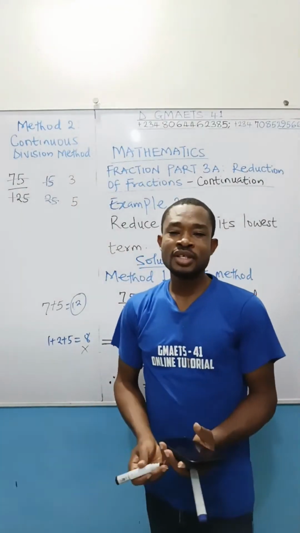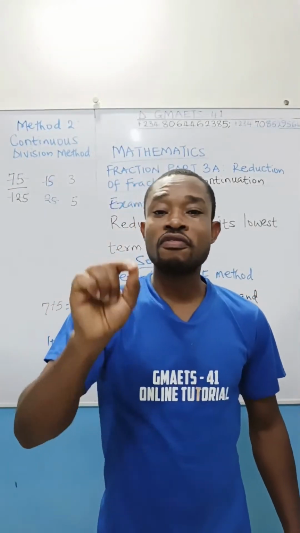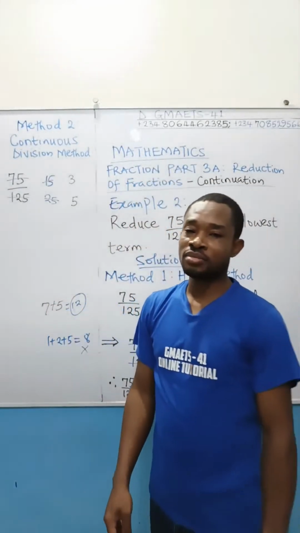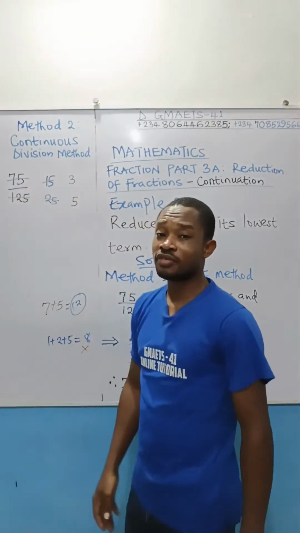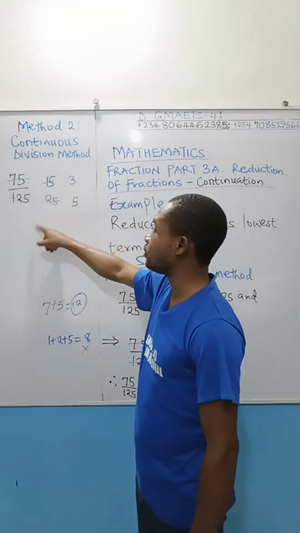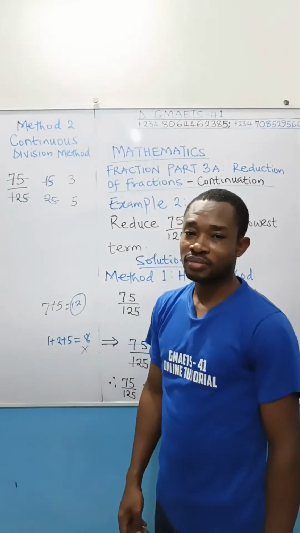Rules of divisibility by 5. Any number that ends with 0 or 5, 5 can divide that number. That is how I got to know that 75 and 125, 5 can divide both of them. And look at this, 15 and 25, both of them end with 5. So 5 can divide both of them.